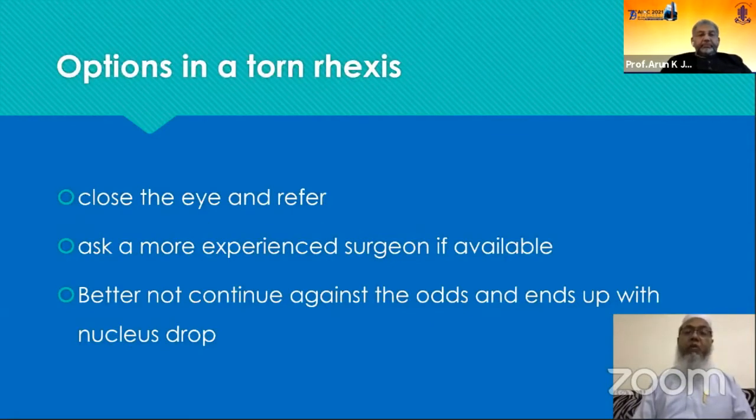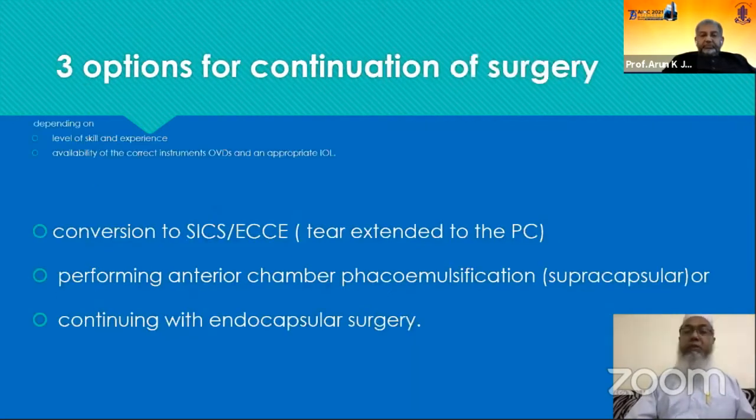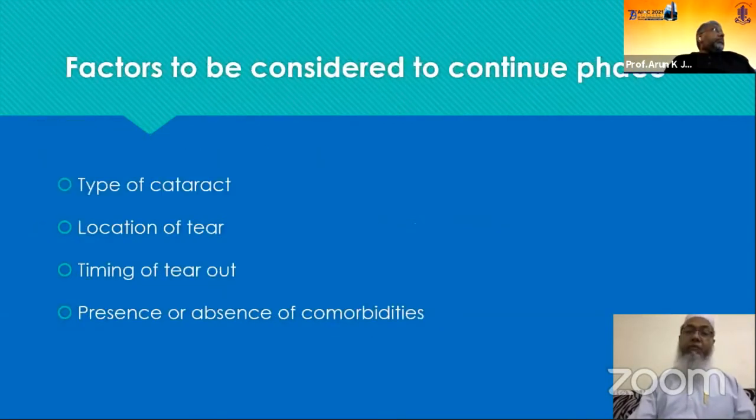In a torn rhexis, the options are closing the eye and referring to a competent surgeon, or calling an experienced surgeon if available. Do not continue against the odds and end up with a dropped nucleus. Depending on the skill and experience of the surgeon, availability of the correct instruments, OVD and appropriate IOL, we can convert to SICS or ECCE, performing supracapsular phaco in the iris plane or AC or mixed, or continuing endocapsular phaco.